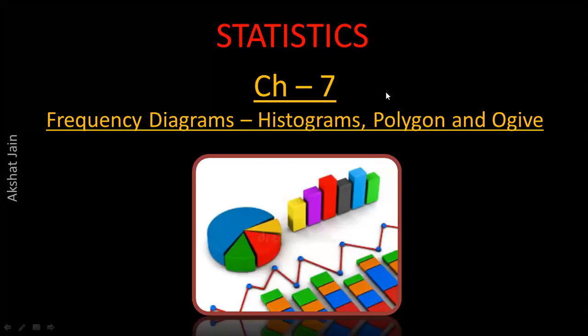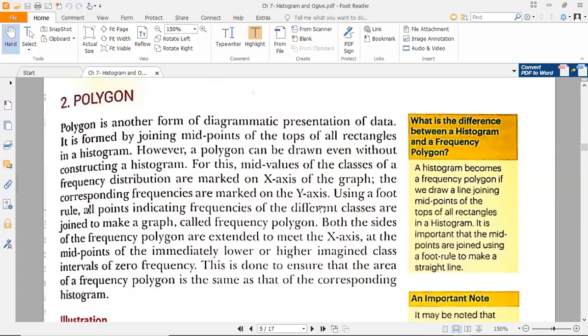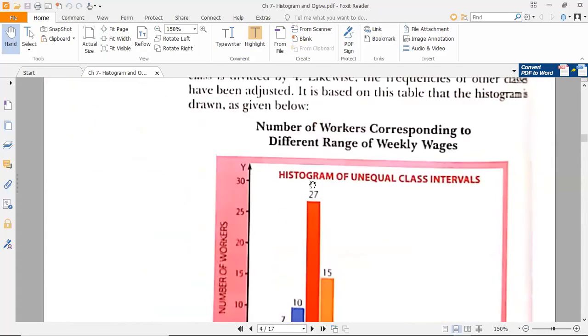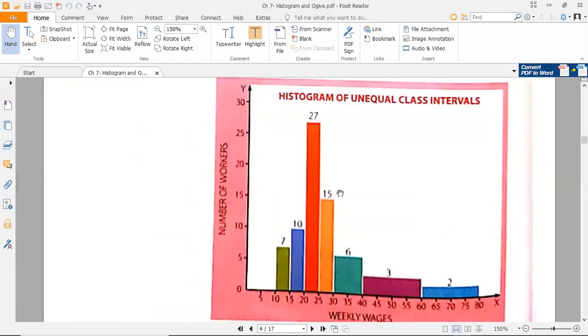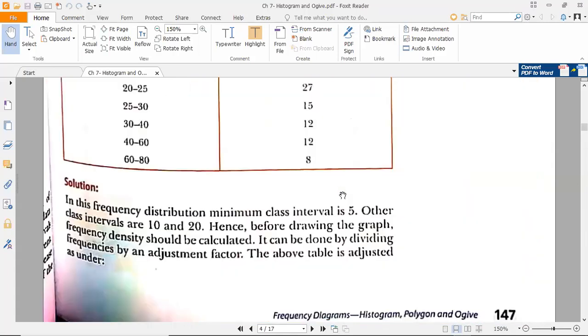So we are continuing with statistics, chapter number 7, frequency diagrams, histograms and Polygon and Ogive. Histograms we completed yesterday. There are two types of histogram: one with unequal class interval, which is what we did yesterday, and one with equal class interval.